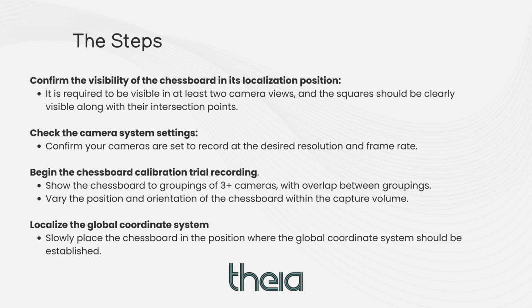Step 2. Check the camera system settings. Confirm that your cameras are set to record at the desired resolution and frame rate. You can record chessboard calibration trials at a low frame rate, such as 20 or 30 frames per second.